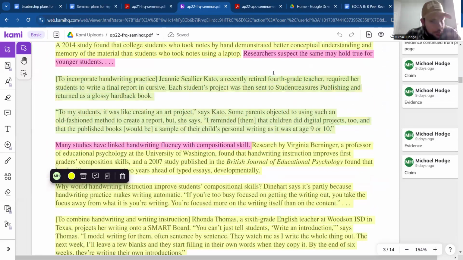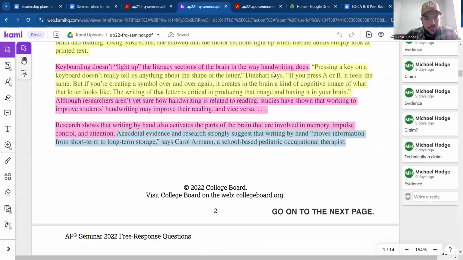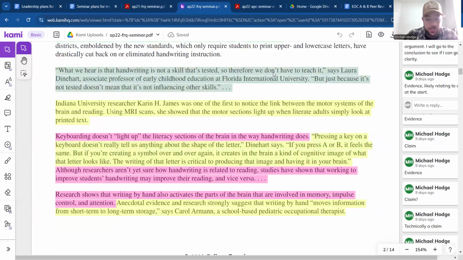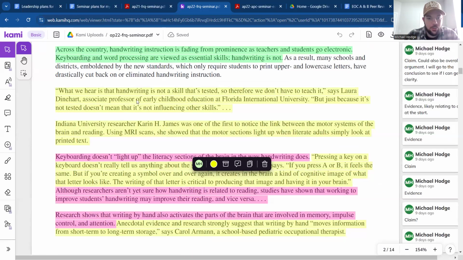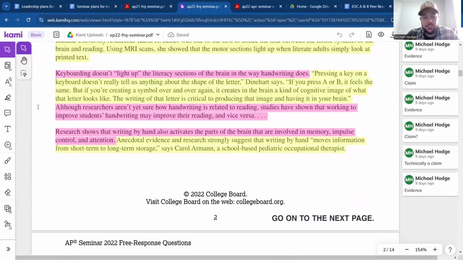Now, I found all my evidence. So I go back through and now I'm going to look for claims. Should be easier because we've marked up a bunch of stuff. I go down to this paragraph right here. We have all this evidence. There's got to be a claim somewhere eventually because we've used a bunch of evidence and we haven't had a claim yet other than the primary one.